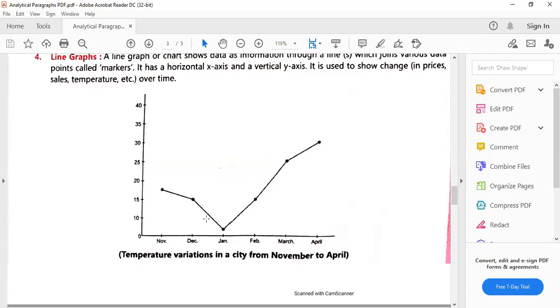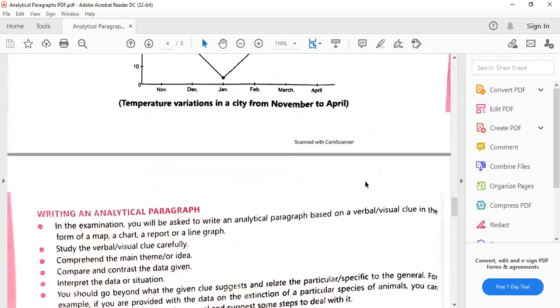These points tell you how things were first between 15 to 20, then came to 15, then came down in the month of January to 5 or near about, and then it again increased, and after that the increase is shown again, up to the month of April. There is a little slope downward. So in this way, whatever the data is given to you, accordingly you will explain it in the paragraph.